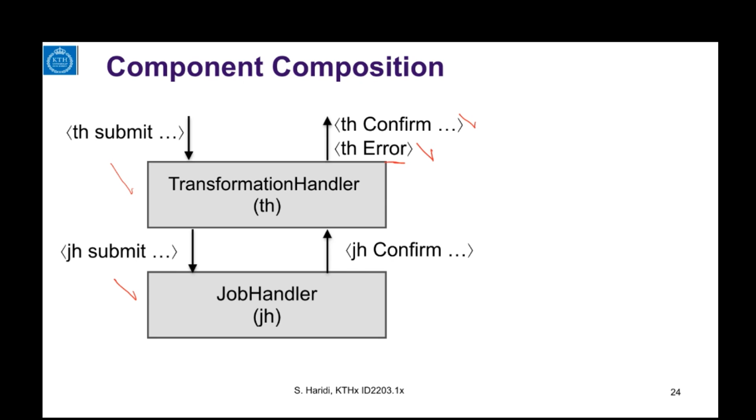This is the one that's here. Otherwise, it will trigger the submit event of the job handler. And we know the job handler will eventually produce a confirm. And when this confirm is triggered in the transformation handler, it also triggers upward another confirm. So this is how these composed components work together. We will see many of these during our journey of algorithms in this course.